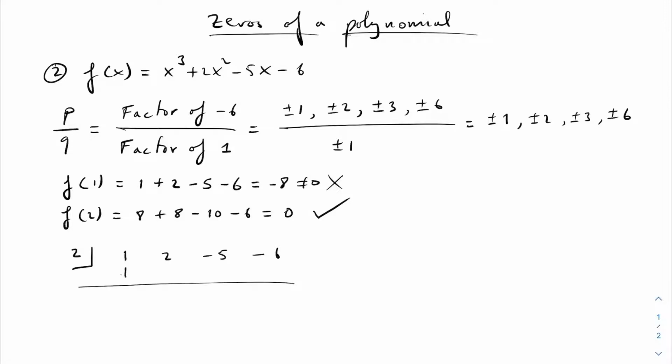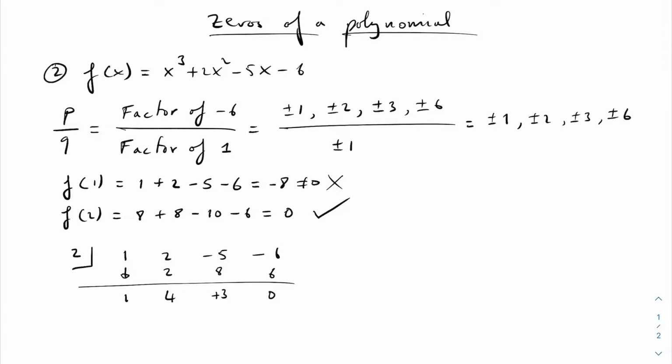First, I'm going to bring down the 1. Then I'm going to have 1 times 2 equals 2. Adding those two numbers gives me 4. Then I'm going to repeat the process. 4 times 2 is 8. Negative 5 plus 8 is 3. 3 times 2 is 6. Negative 6 plus 6 is 0. Of course, the remainder has to be 0 because 2 is a zero for the polynomial.